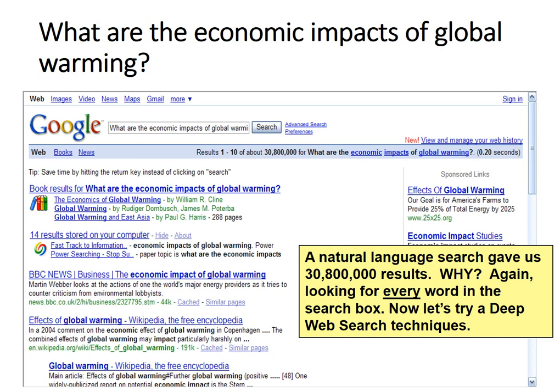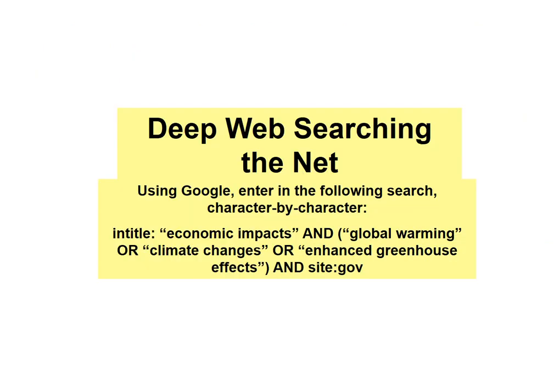Now let's try a deep web search technique to see if we can do better. Our deep web search has more words to type. However, these are not just words for the search engine to find. We also have given the search engine commands to tell it what to find in a precise order and where to find our search terms. Let's see what our results were with this deep web search query.